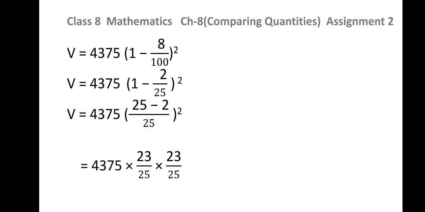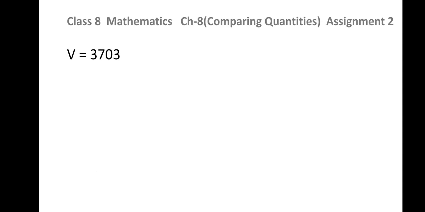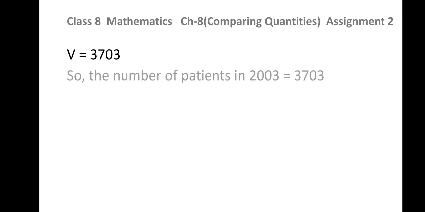So it will be 4375 into 23 over 25 into 23 over 25. As here the number of years are 2, so 23 over 25 will be written twice and it will be further multiplied to 4375. So the value of V will be 3703. So the number of patients in 2003 will be 3703.